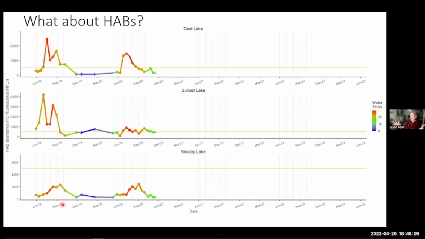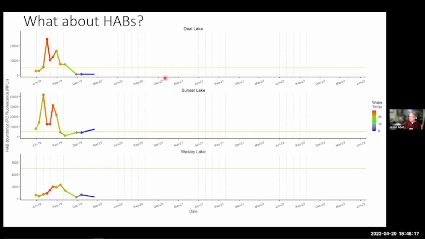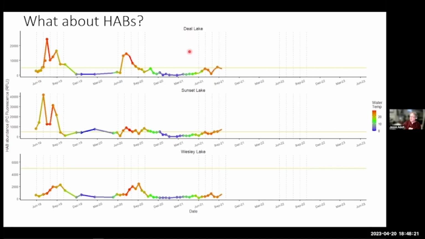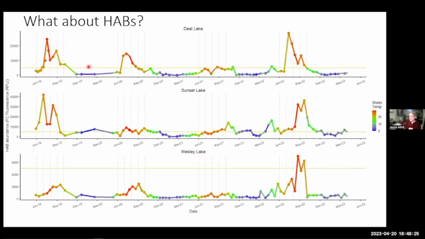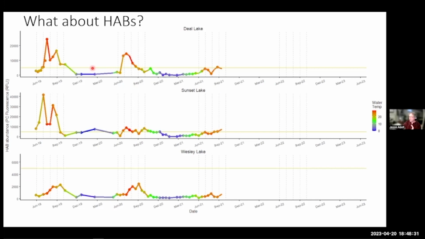So what about HABs? What about harmful algal blooms? What we're looking at here are animations of, since 2019 through the present, phycocyanin or HAB abundance in Deal Lake, Sunset Lake, and Wesley Lake. The yellow line here is a threshold at which the NJDEP will call something a harmful algal bloom.